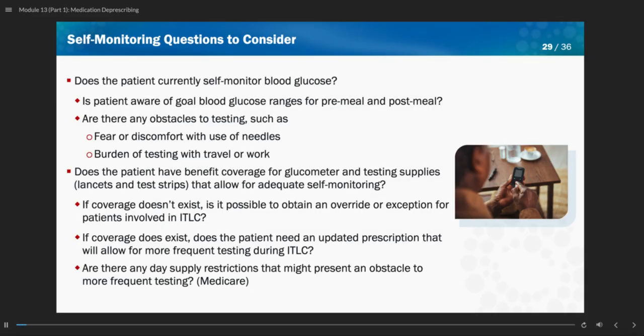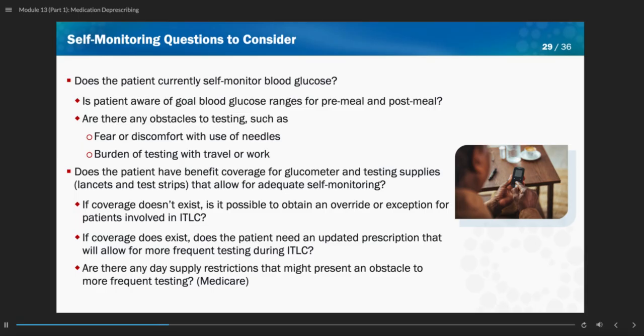We'll now be moving into our fourth objective, and we're going to talk a lot about self-monitoring and the importance of self-monitoring and some of the newer self-monitoring opportunities in the market. When you're looking at self-monitoring, there are a lot of questions we need to be asking. Does the patient currently self-monitor? Do they even know what blood glucose ranges they should be shooting for in their goals with pre-meal and post-meal?